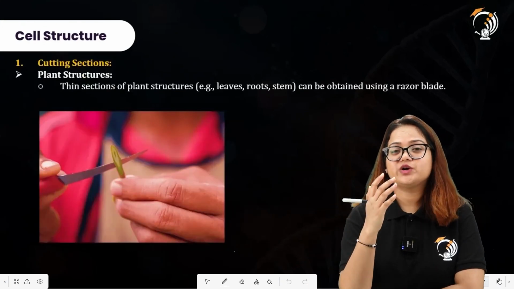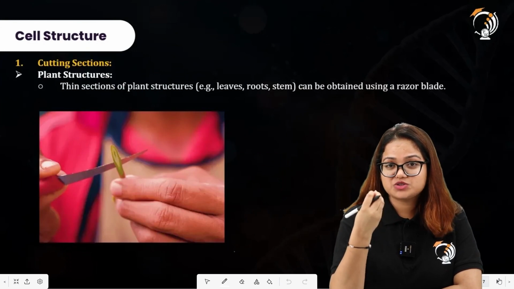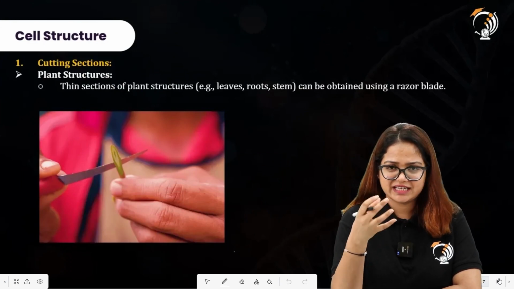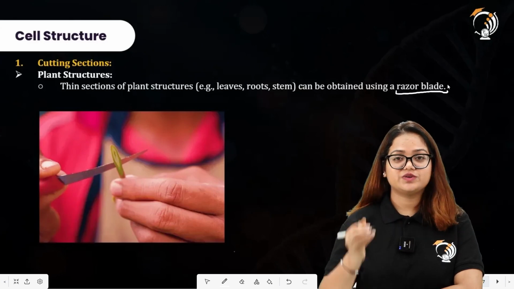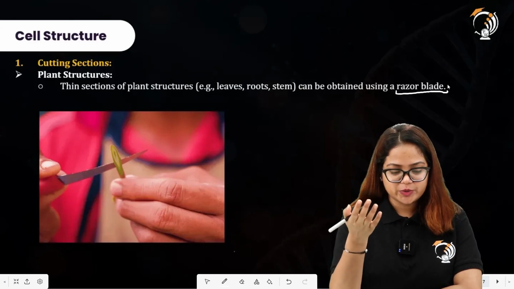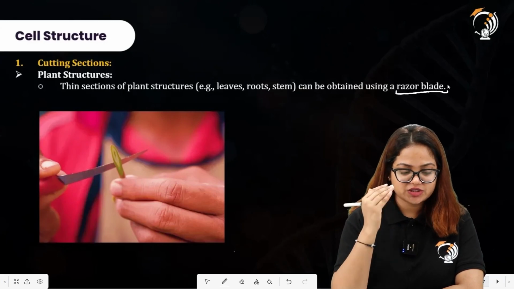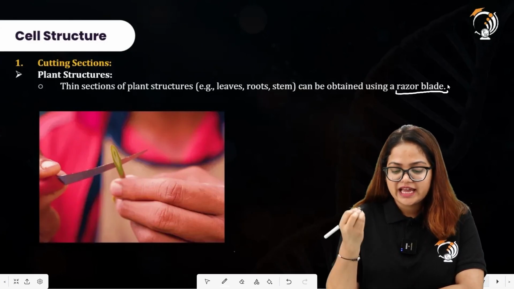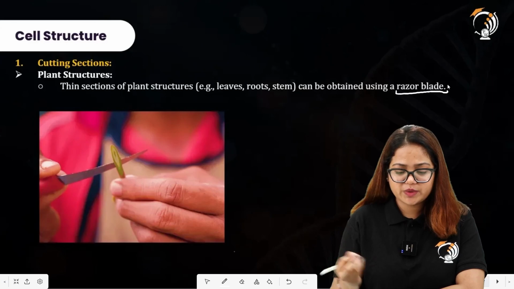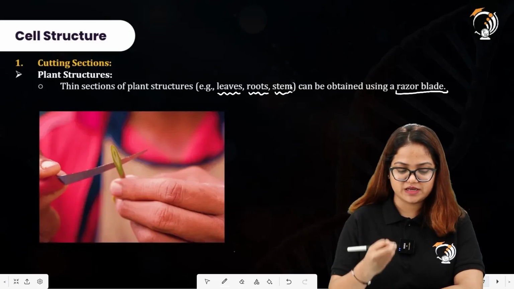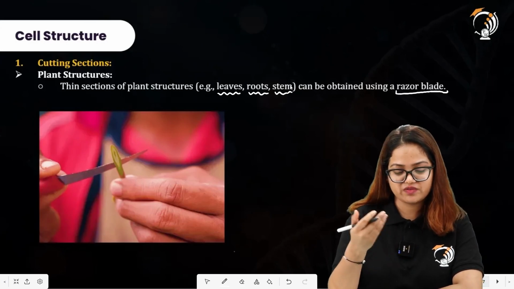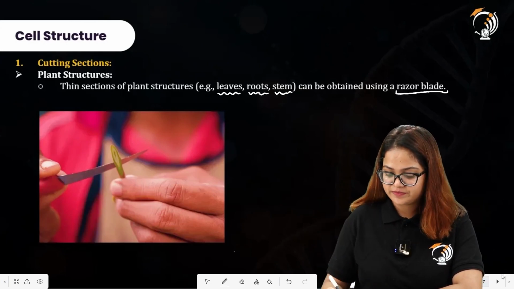Whenever we are going to cut the plant structure, there is a normal technique that we can use, a normal razor blade. The razor blade will be useful in cutting the plant structure. So thin sections of the plant structures can be obtained using a razor blade. You can observe leaves, roots and stems as well. All right. So you can make thin slices of each organ that you need to study.